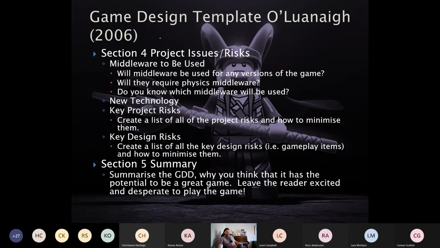Now, this is obviously antiquated before VR and AR really came about. So obviously new technology is another thing. Mobile devices weren't as ubiquitous either, but it is a relatively detailed, I'm just drawing for the sake of it, relatively detailed template there, okay? Key design risks. Summarize the game's design document, so you can have a little summary at the end if you like, but don't necessarily repeat it.